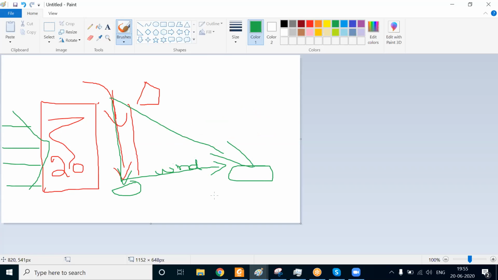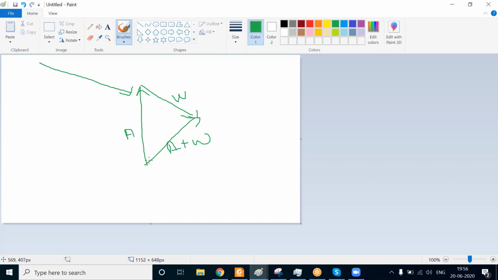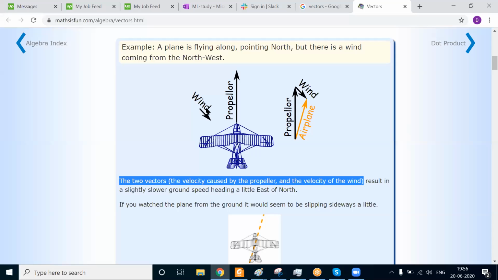Are you getting it? Similarly, if an aeroplane is going in this direction, and the wind is coming in this direction, then the combined effect of the aeroplane and the wind is that the aeroplane, instead of going straight, is going to go slightly this way. So this is the impact of aeroplane plus wind together. This is the wind, this is the aeroplane. Are you clear now? That's what it is telling. So this is the wind, this is the propeller, and the combined effect is the aeroplane.